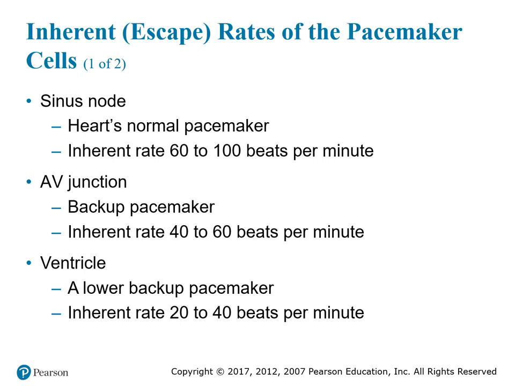If for some reason the SA node just stops working, the next pacemaker that takes over is your AV junction, which is what we call our backup pacemaker. It has an inherent rate of 40 to 60 beats per minute. Now, yes, your heart can still pretty much function at a normal capacity. It's just at a slower rate. Sometimes people whose SA nodes have failed and who are in AV junction mode are usually patients you see on oxygen, and sometimes those are people who suffer from COPD.